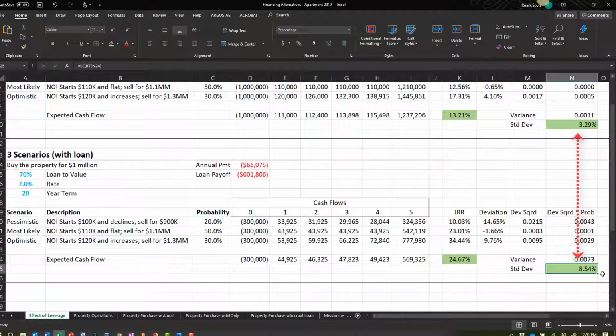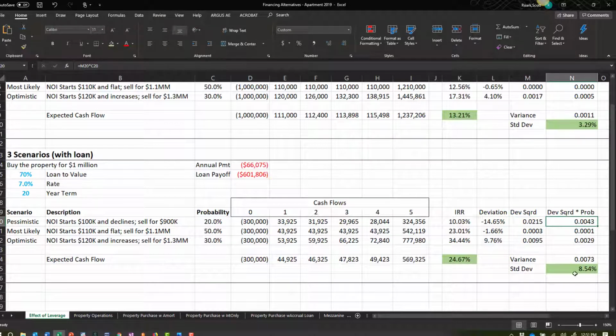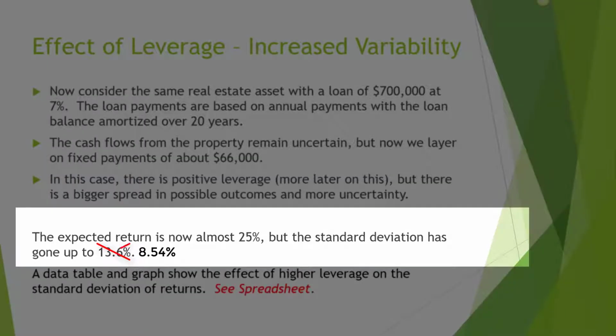So our story didn't change. Now we just have corrected numbers. So again, these are deviations squared. So everything else is fine. And then we're going to multiply that times the probability. So the end result is our standard deviation did go up, and that's going to happen whenever we add on financial leverage. So back to the PowerPoint document here. We got that 25%. The standard deviation is not 13.6, it's 8.5, but still it has gone up.